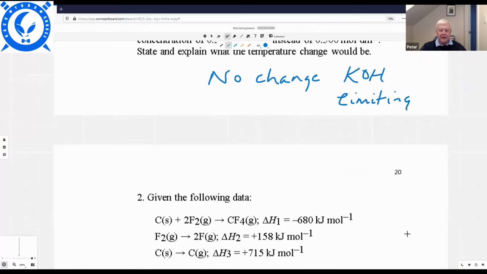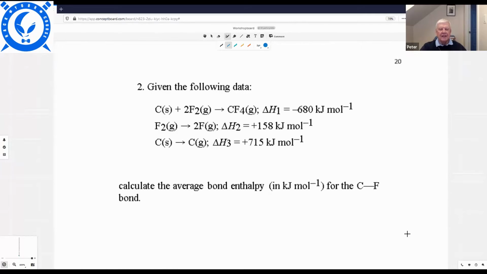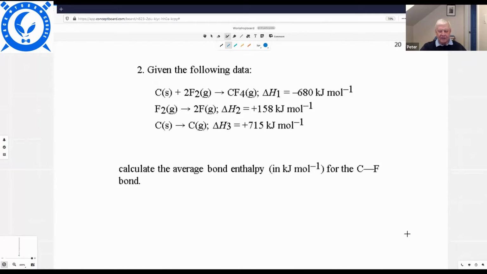All right, and the final question today is a Hess's law type calculation. You see many of these questions where they'll give you some data and then ask you to calculate something or other. The best way to approach this is to say, where they want to calculate the average bond enthalpy, what reaction are we talking about? And then you can recast the given data to come up with the final equation.